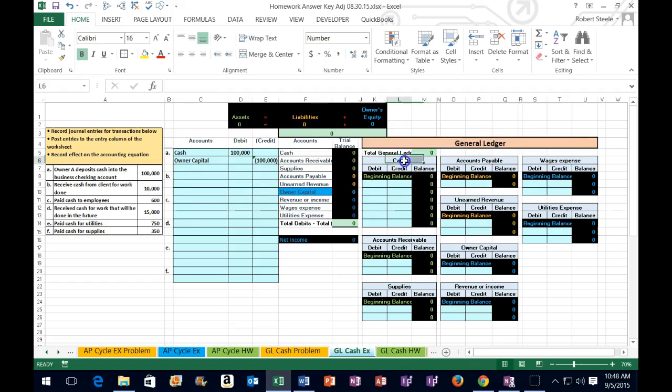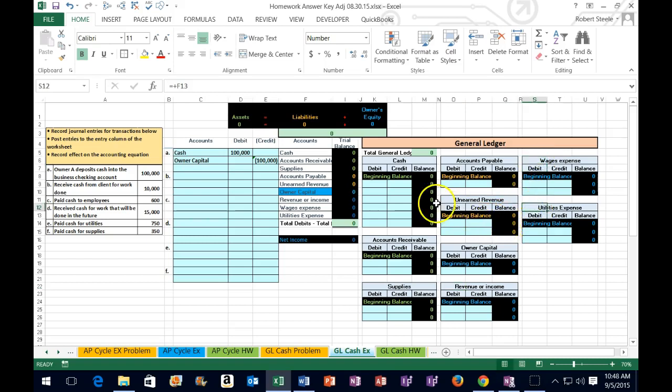It's in the same order. Assets are cash, receivable, and then supplies. Then liabilities: accounts payable, unearned revenue. Then the equity account, owner's capital. Then the income statement accounts being revenue, expenses, wages, and utilities.